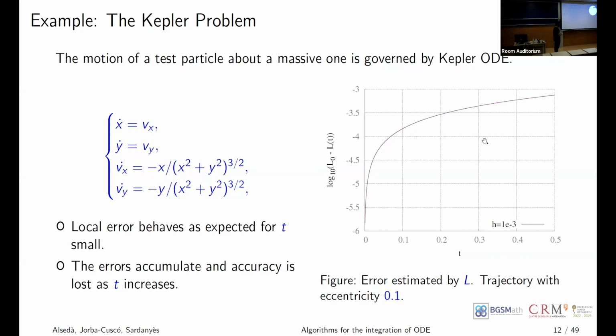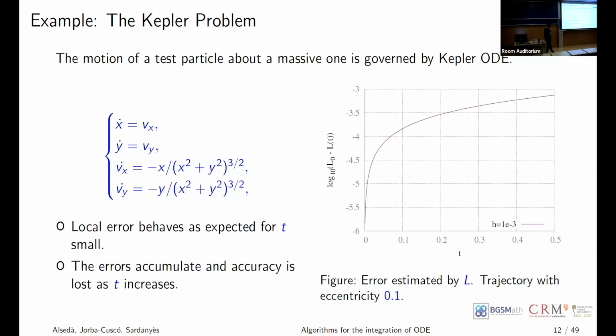And this is, by the way, the log 10 of the error, or the drift of the angular momentum. So I'm fixing the first value of the angular momentum at t equal to 0, and then computing the angular momentum at each time and making this subtraction, and this is what gives me the error. So this is in fact bad news.